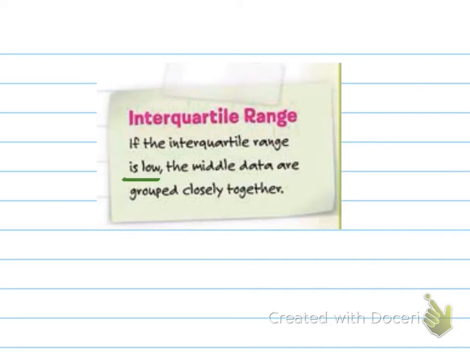I like this little note here. It says the interquartile range: if the interquartile range is low, the middle data are grouped closely together. So think of it again.